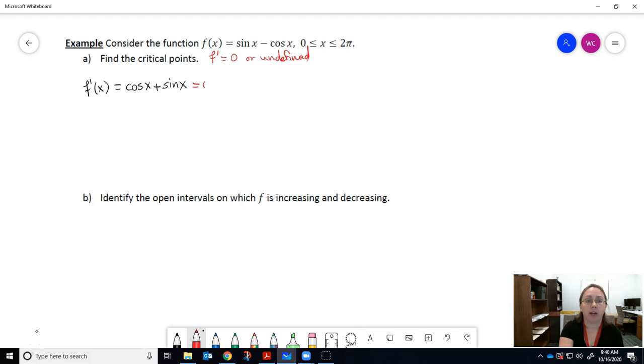But what about undefined? Is this derivative ever going to be undefined? Cosine is defined everywhere. Sine is defined everywhere. If you add them together, you'll always get a value. So undefined in this case is not something we need to consider. This will always be defined.